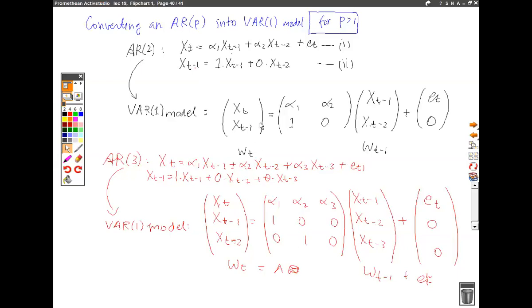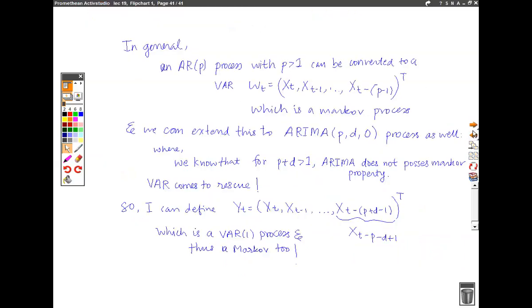But at the end, what you do is you define that one vector as W_t, and then you have its lagged value on which these W_t are depending now. So you can see that W_t depends only on W_{t-1}. And now we can say that this is a vector autoregressive model of order 1. And then a similar thing you can do with the AR(3) model and so with the AR(p) models as well.